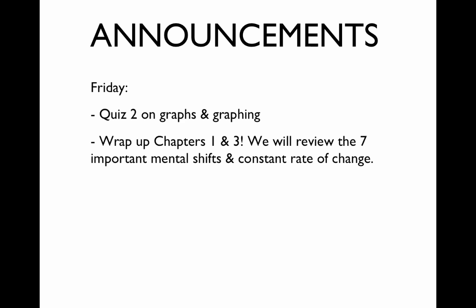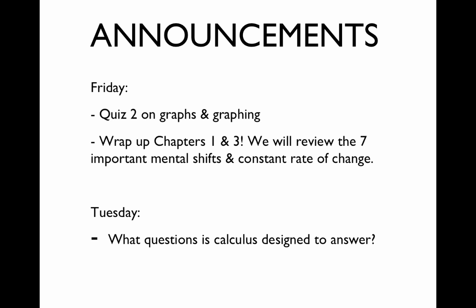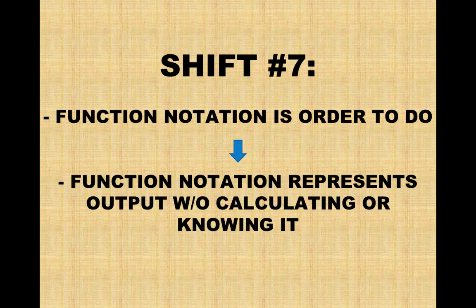After that, we had some announcements. On Friday, so the very next day, we'd have quiz 2 in graphs and graphing. We were also going to wrap up chapters 1 and 3. We had 7 important mental shifts in constant rate of change, which are going to be on the first test. And then on Tuesday, because Monday we do not have class, we're going to start with what questions calculus is designed to answer, and start chapter 4, going more in depth into constant rate of change and rates of change.